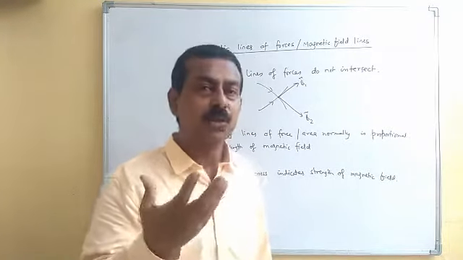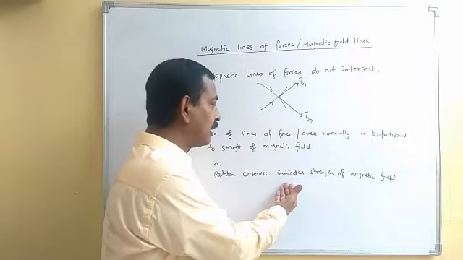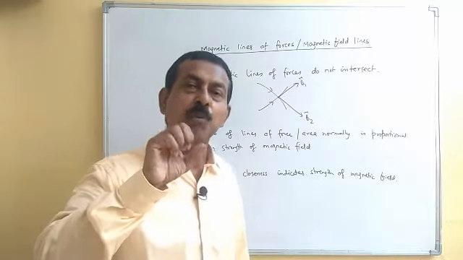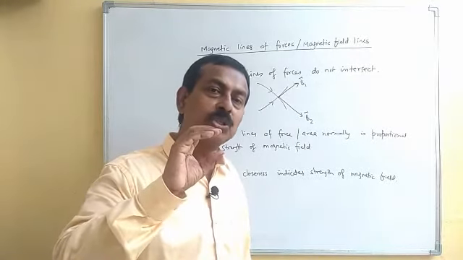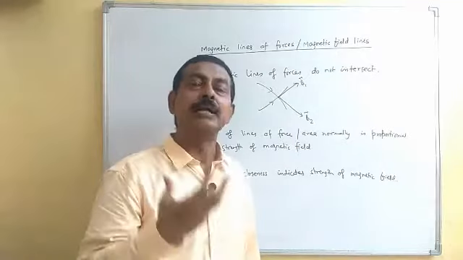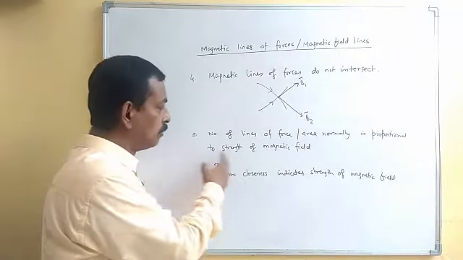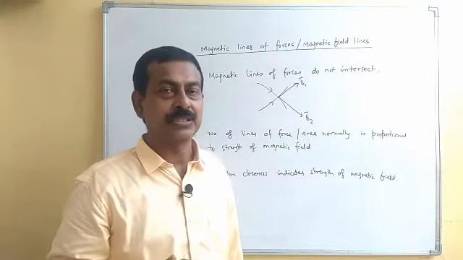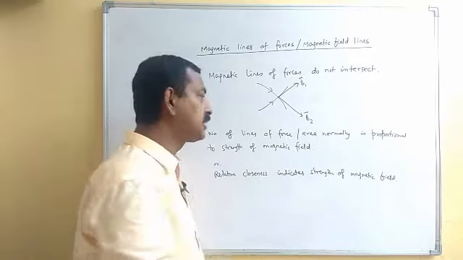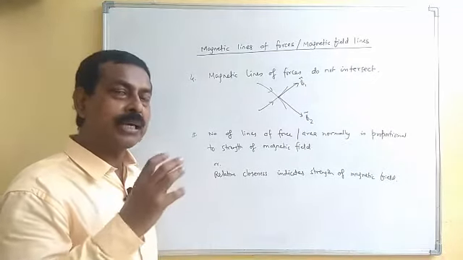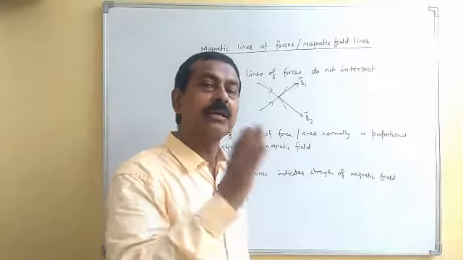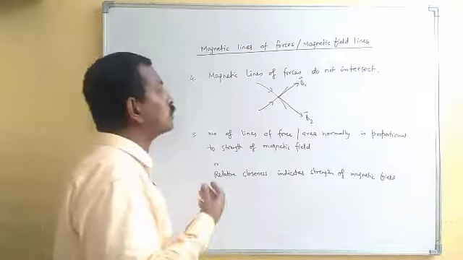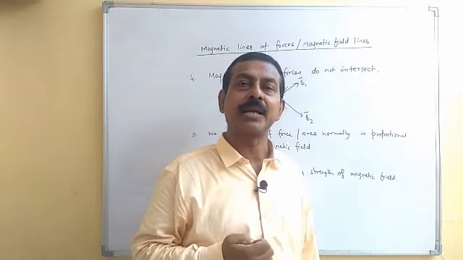And that is also indicated by the relative closeness. If you have more lines of force per unit area, that means the lines of force will be more compact there, more close there, so the strength will be large. And if it is less, then there will be a lesser value of magnetic field intensity. So this relative closeness can easily give you an idea of how the magnetic field differs at two different points where the numbers are different. So these are some of the important properties of magnetic lines of force.